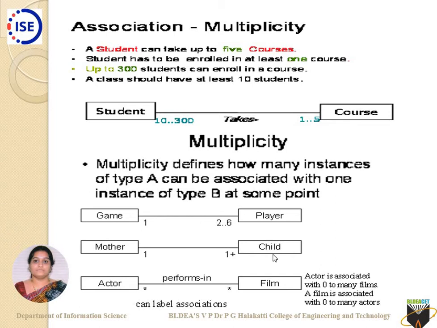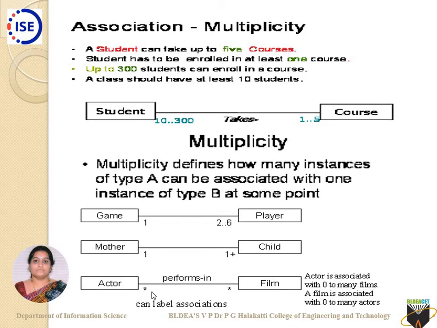Else mother and child. It is 1+. So what do you mean by that? One mother can have at least one child, or else multiple children. Else here actor is asterisk and asterisk film. A single actor can be in multiple films, or else multiple films can have multiple actors. Actor performs in film. You can label these associations also. Actor is associated with 0 to many films.